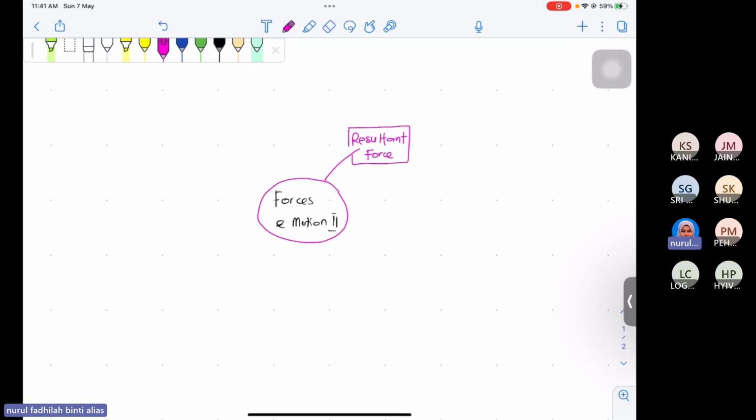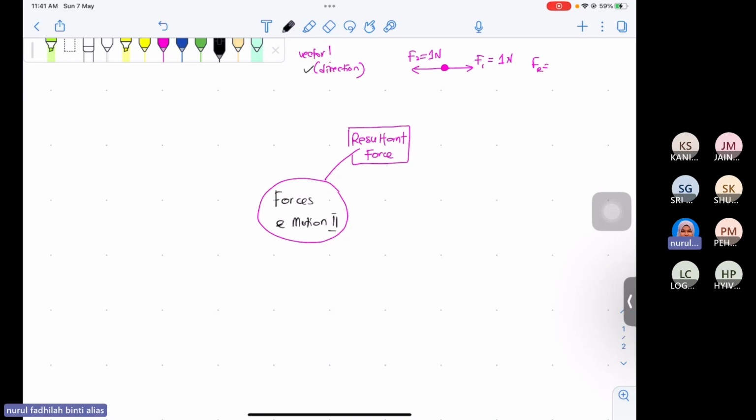Result, right? Result. So let's say we have an object like this, with force 1 to the right and then force 2 to the right. Say this is 1 Newton, and this is also 1 Newton. So our resultant force will be... you already know that force is a vector quantity. Vector quantity means you have to consider the direction. The direction plays a role.